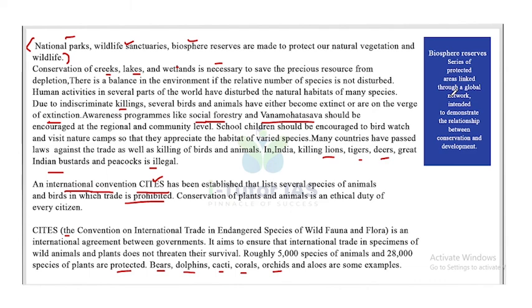Now, what is a biosphere reserve? Biosphere reserves are a series of protected areas linked through a global network intended to demonstrate the relationship between conservation and development. So that's all about this chapter.